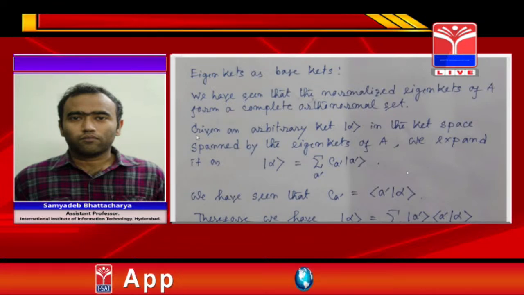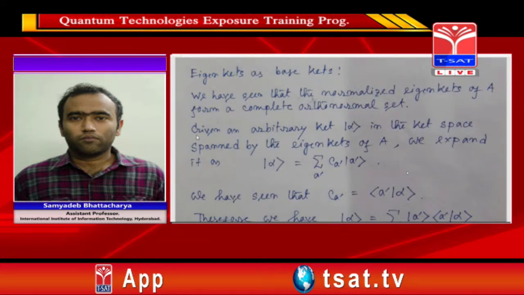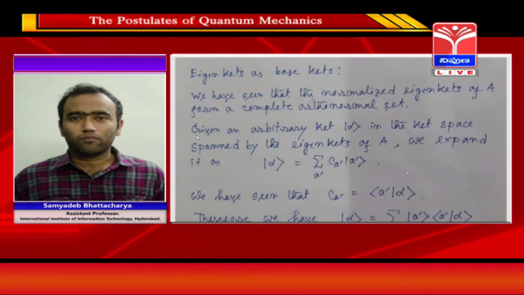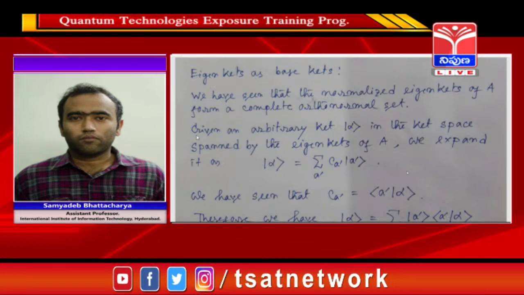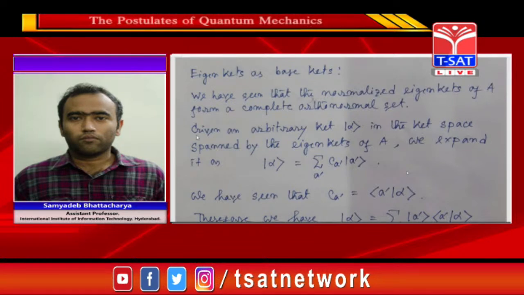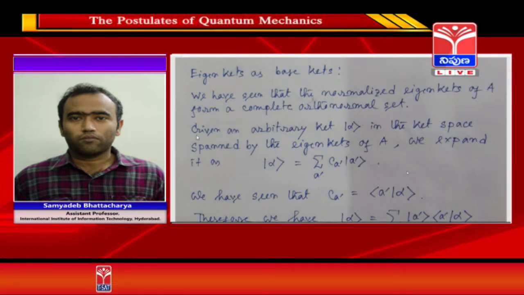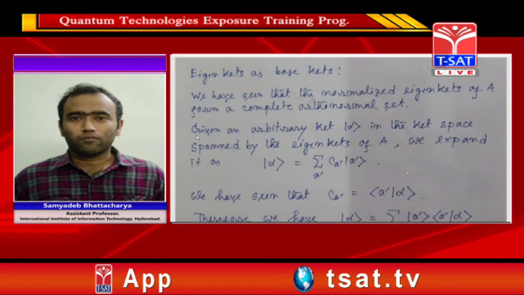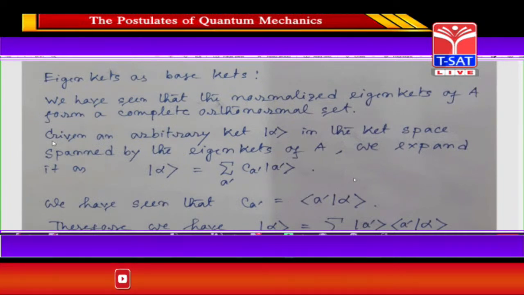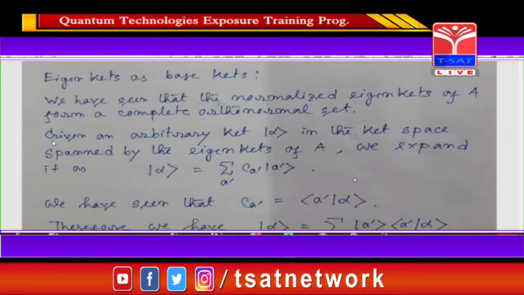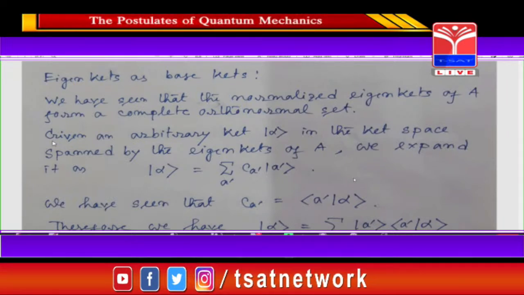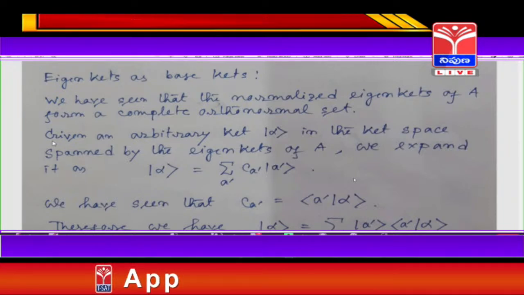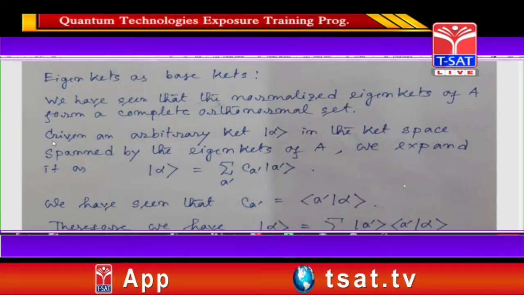So what is the probability of occurrence of a particular eigenket, that is A prime, in this ket alpha? That is given by the modulus square of this coefficient Ca prime. So these Ca primes are called probability amplitudes. They are associated with the probability of occurrence of the corresponding basis vector or orthonormal vector. So how can we find the Ca prime?